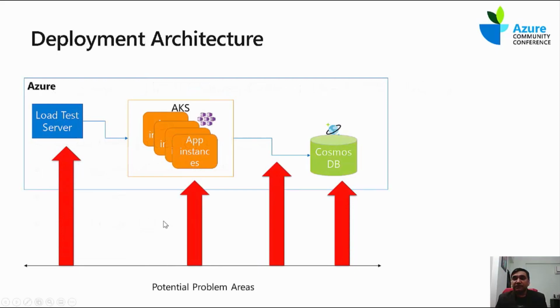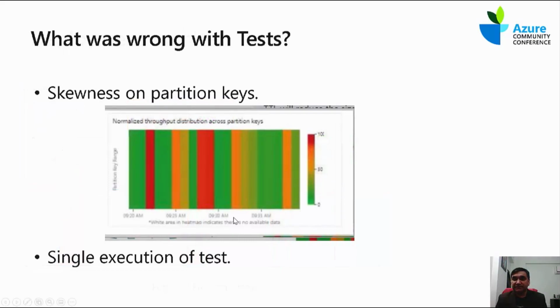Where would the bottleneck be? In my opinion, we should investigate everything. We should start investigating from the load testing server, the problem areas in the application, problem areas in the connection, and problem areas in Cosmos DB. So we can just verify everything. Let's look at different aspects. Say I'm performing some tests. What is wrong with it?